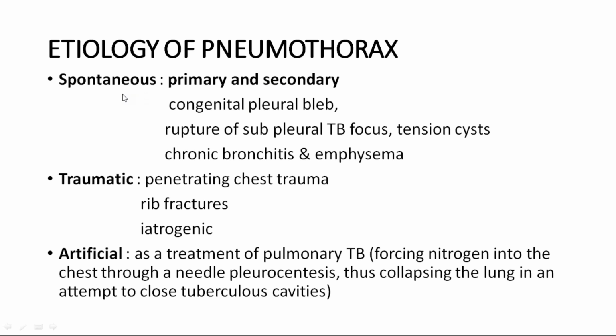Etiology of pneumothorax. It can be spontaneous, traumatic, or artificial. Spontaneous can be primary and secondary. Primary is without a known cause, whereas secondary is due to the rupture of a congenital pleural bleb, rupture of a subpleural TB focus or tension cyst, chronic bronchitis, and emphysema. Traumatic pneumothorax is due to penetrating chest trauma, rib fractures, or iatrogenically induced. Artificial is as a treatment of pulmonary TB.